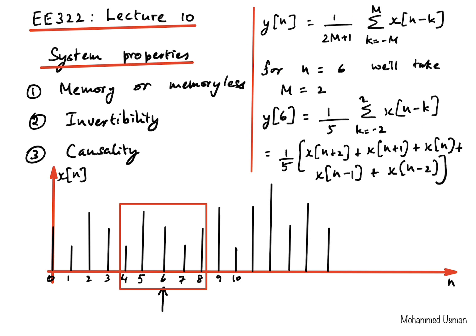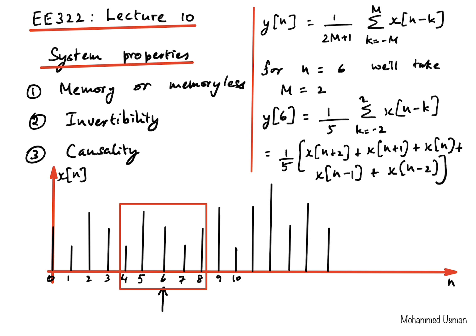However, it does not mean that non-causal systems are of no use to us. There are many instances where our input-output relationship exhibits a non-causal relationship, and it is still physically realizable. And that is particularly true when we have the x-axis as some other independent variable other than time.